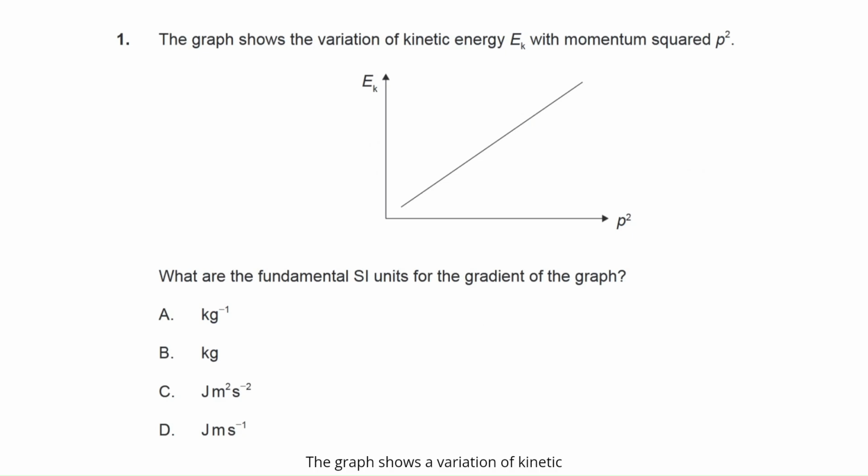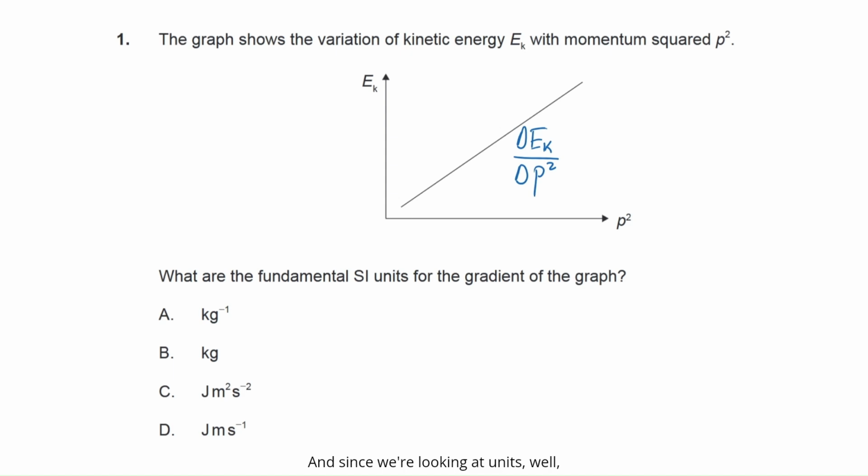The graph shows the variation of kinetic energy with momentum squared. What are the fundamental SI units for the gradient of the graph? Alright, so the gradient here is the slope, which is the rise over the run. So in this case, we're going to have the change in kinetic energy over the change in momentum squared.